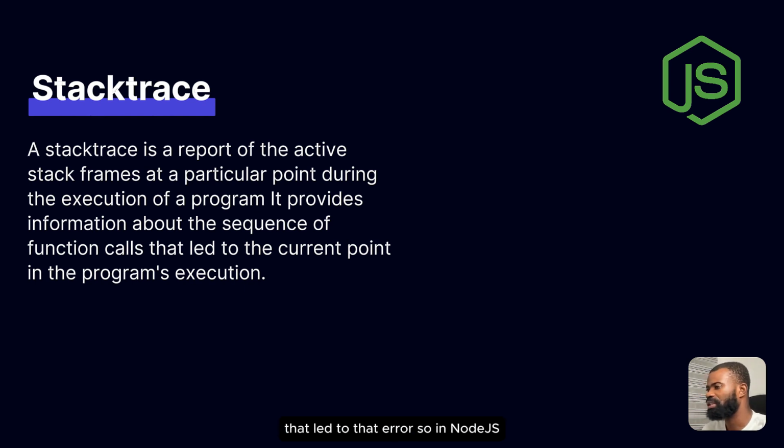In Node.js, stack traces are automatically generated when an error occurs. You can print the stack trace of an error object using the stack property of the error object. For example, we are going to walk through a demo, and I'm going to show you how to print the stack trace and also some information that you can gain from it that can help you debug your application.